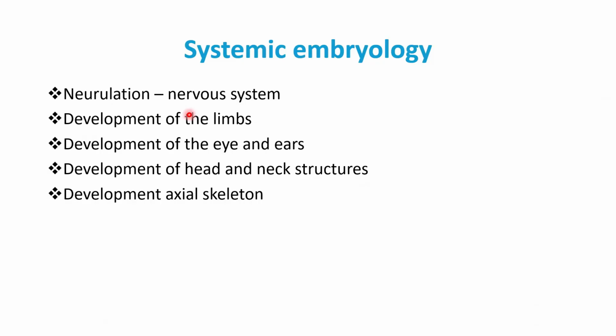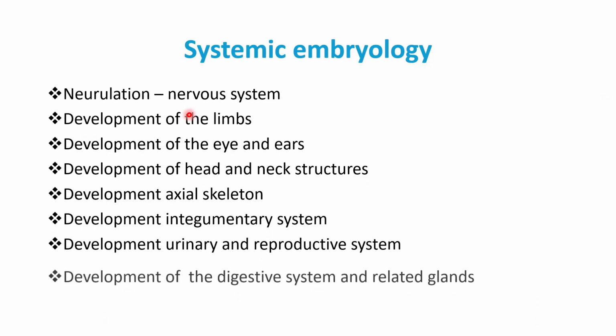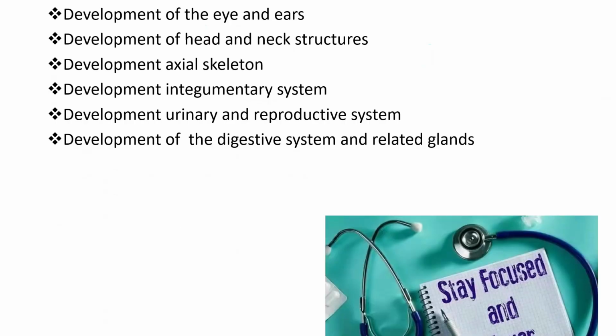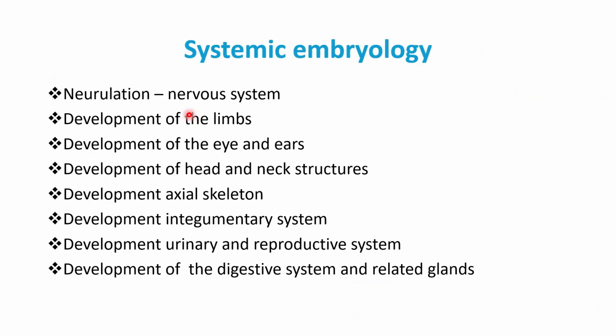Development of the axial skeleton from the paraxial mesoderm. Development of the integumentary system from the ectoderm. Development of the urinary and reproductive system, development of the digestive system and the related glands, and all these actually we've covered in our videos. So feel free to watch the videos, and that will be systemic embryology. Remember, this was just an introduction to embryology, giving us what embryology is all about.